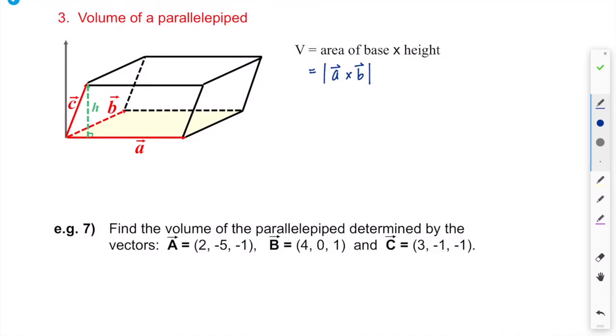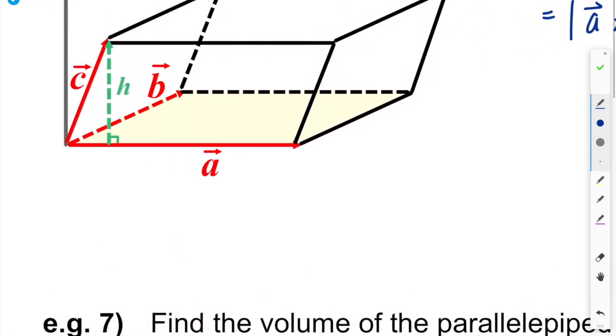Well, notice that the height is in green. And if I call this angle theta, by zigzag, by alternate angles, this is also theta.